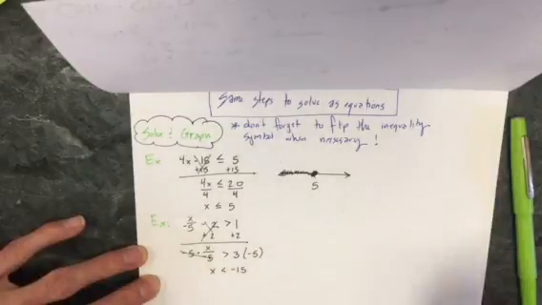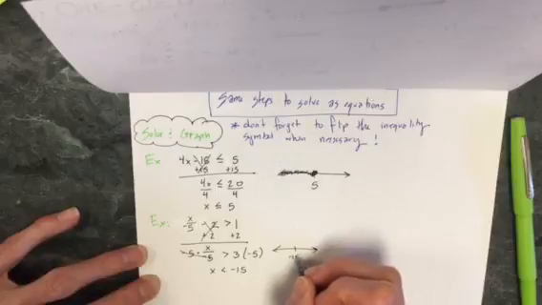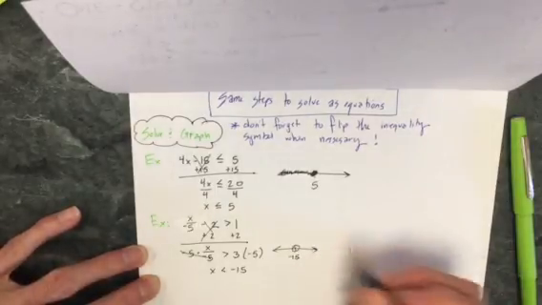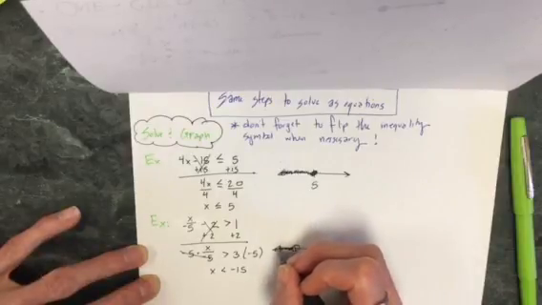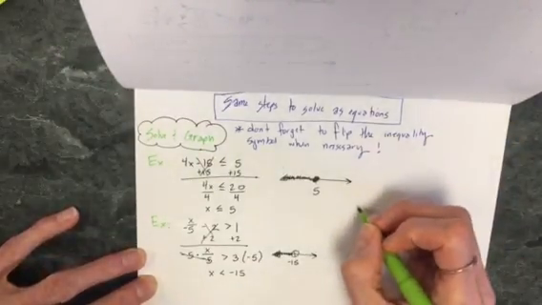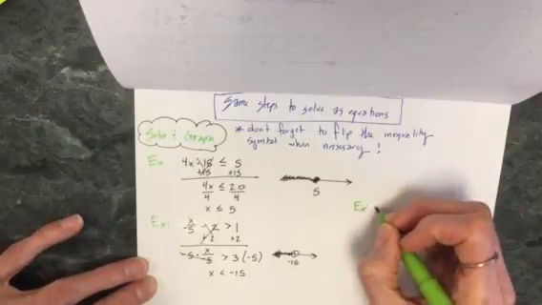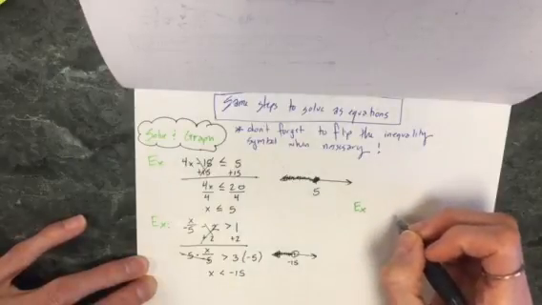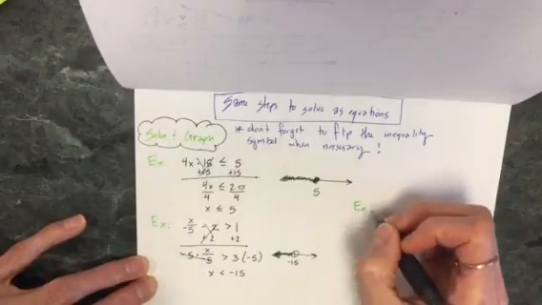To graph that answer, we're going to write negative 15 with an open circle, and x is less than that. So we're going to go less than. And your You Try is negative 20 is greater than negative 2x plus 4.